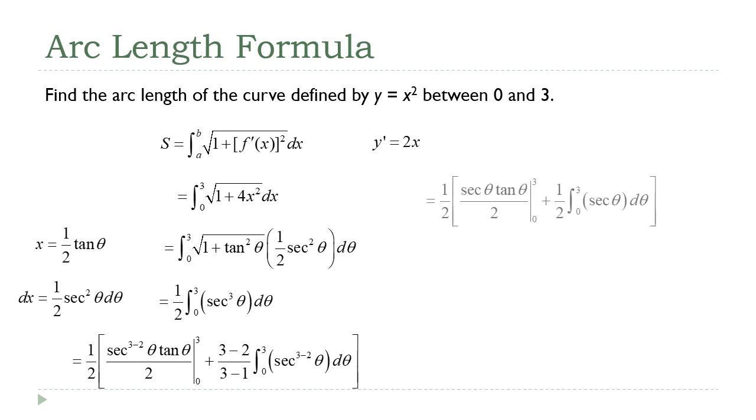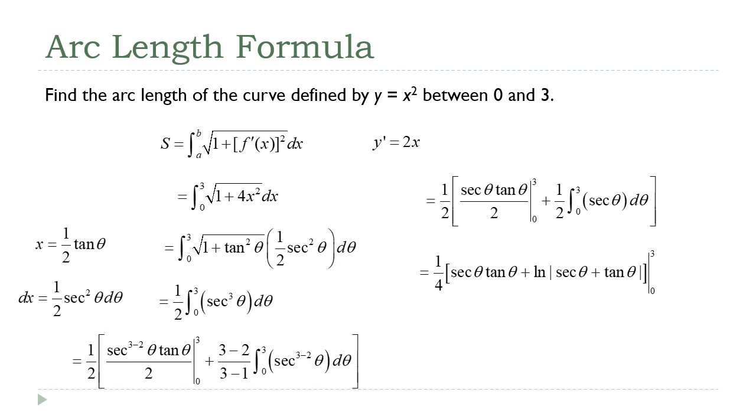Now, if I just do some simplifying here, I'm going to simplify the 3 minus 2s. I'm going to simplify the fraction. This becomes 1/2 secant theta tangent theta over 2, evaluated from 0 to 3, plus 1/2 the integral from 0 to 3 of secant theta d theta. And that's an integral that we've seen before. So the integral of secant theta is the natural log, absolute value of secant theta plus tangent theta.